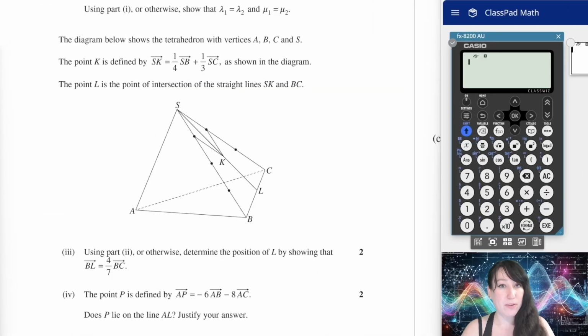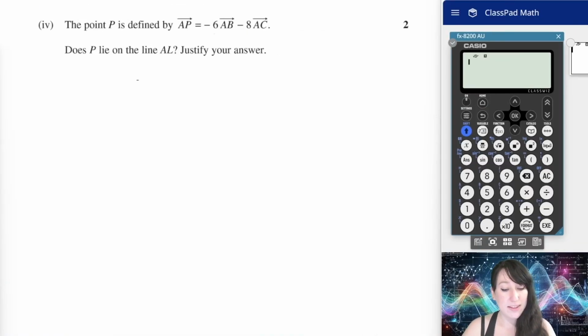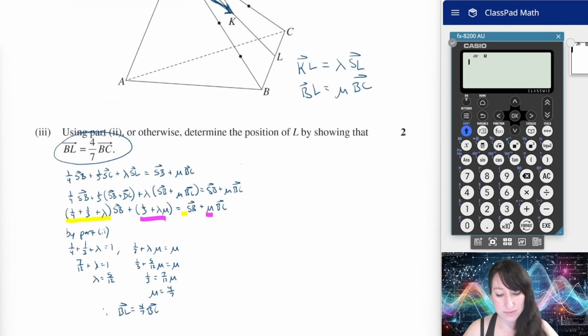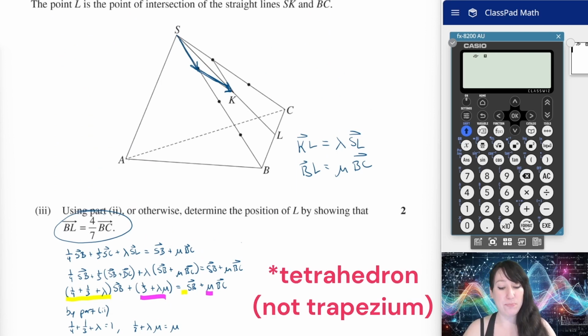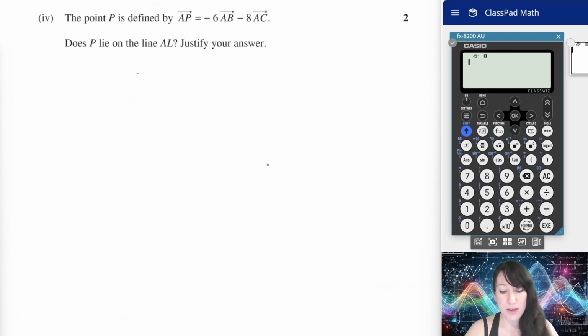Question 14a, part 4. The point P is defined as vector AP equals -6 vector AB minus 8 vector AC. Does P lie on the line AL? Justify your answer. Alright, let's see if we can put this onto the diagram to help us out. So we're only dealing with things that are in the base of this tetrahedron. So let's draw that triangle, ABC.